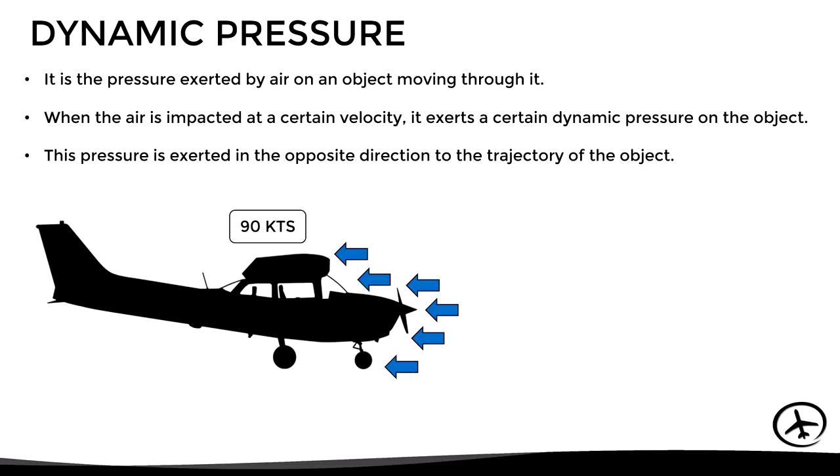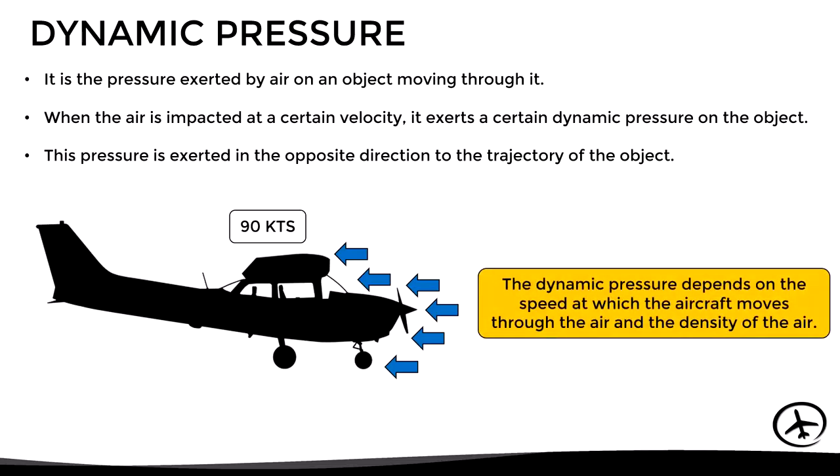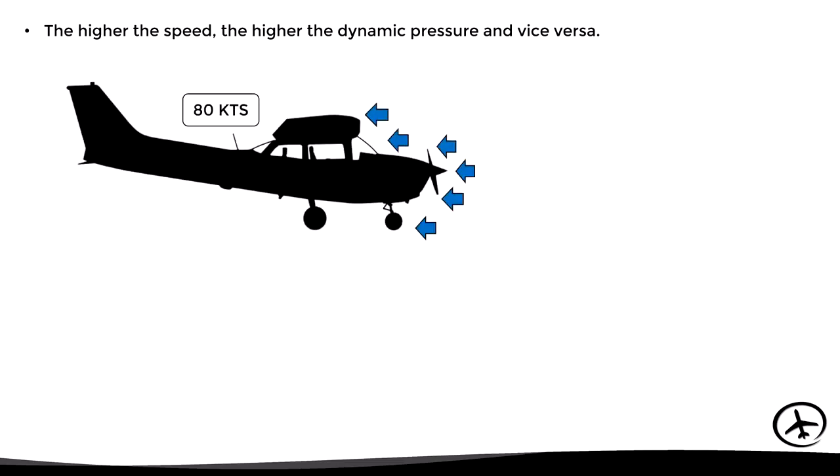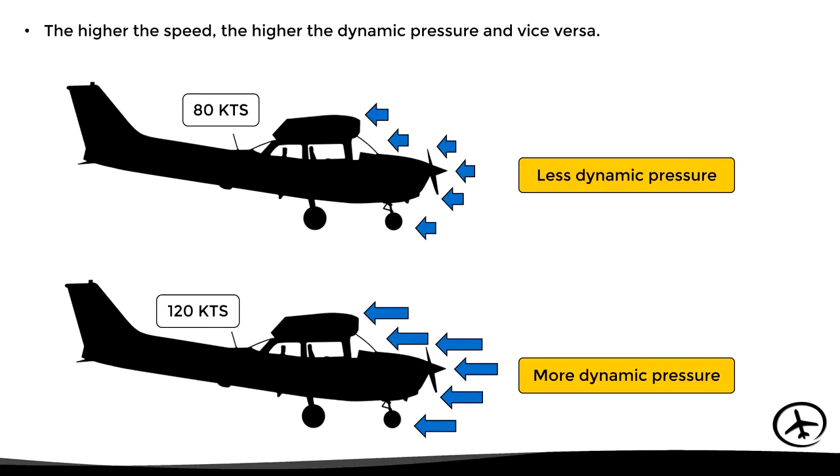This dynamic pressure depends directly on the speed at which the aircraft is moving and also on the density of the air. Which means that as we fly faster, we will have a greater dynamic pressure and vice versa. For example, if we fly at 80 knots through the air, we will have less dynamic pressure than if we fly at 120 knots.